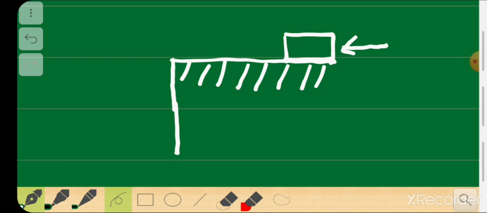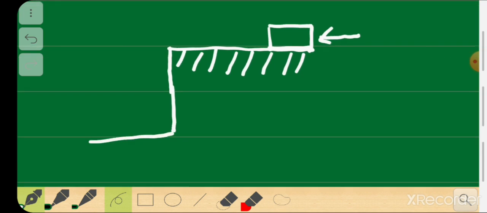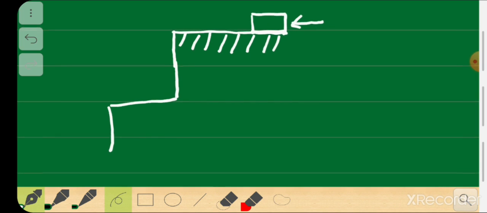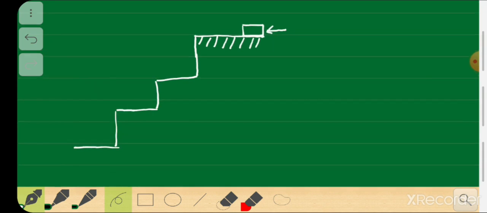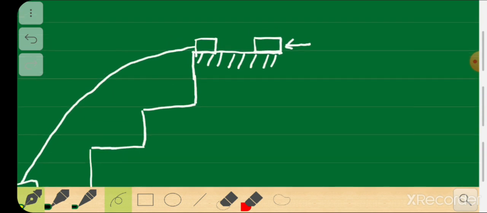It's going to step down some distance. These are steps, and the box is going to step down like this. It's going to fall off and reach this point, then fall off like this and reach the end of this step. So the box is going to fall from this height onto this point.